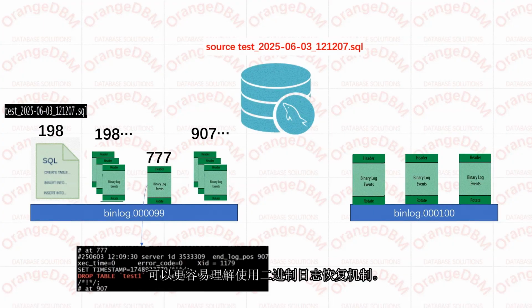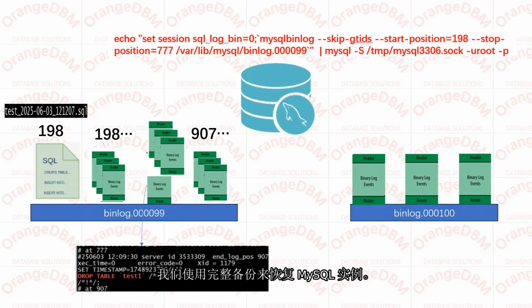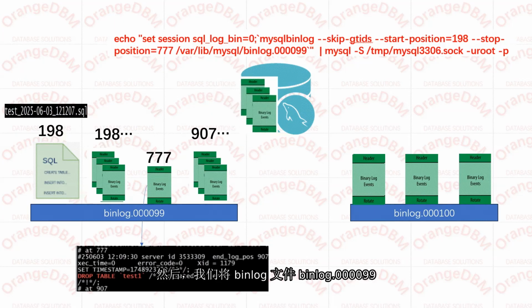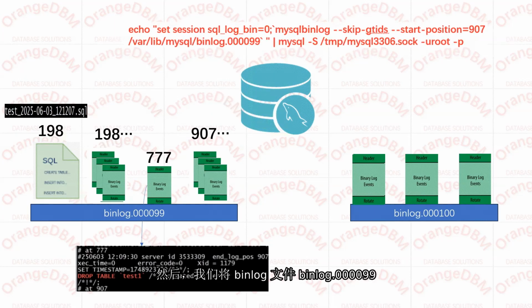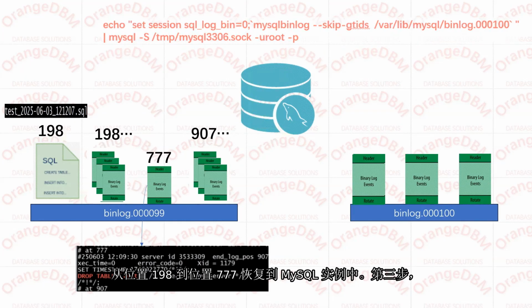Take a look at this GIF. It is easier for us to understand the recovery mechanism using binary logs. At binlog file position 198, we use the full backup to restore the MySQL instance. Then, we restore the binlog file binlog.0000099 from position 198 to position 777, not included, into the MySQL instance.